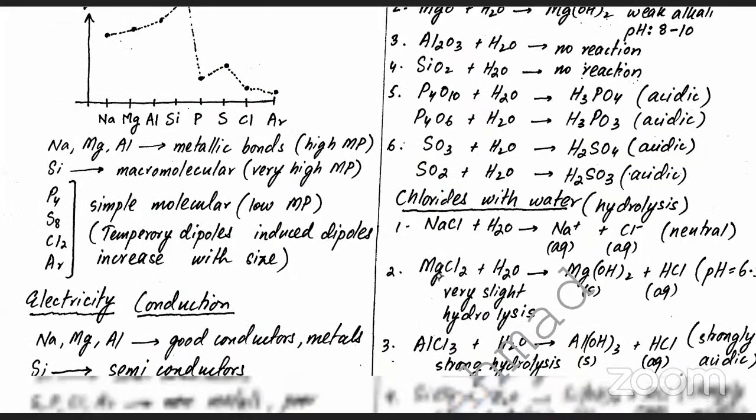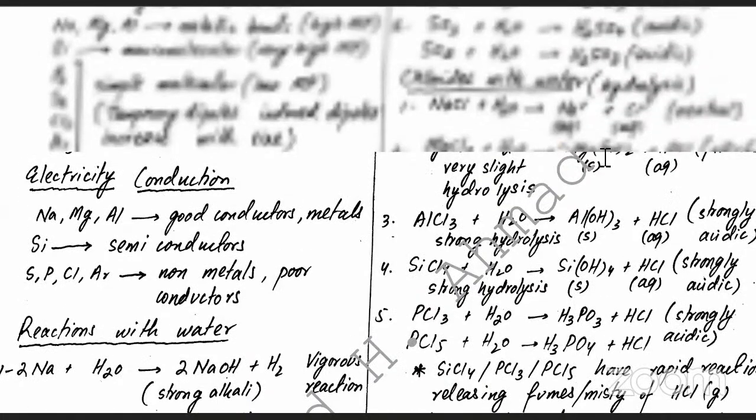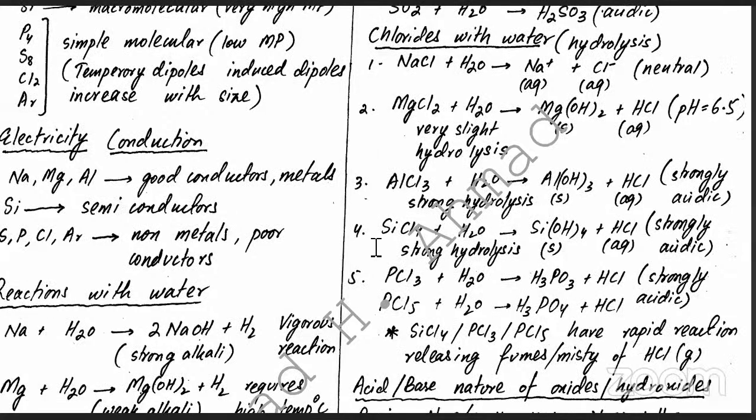4 pages, memorize all of this. So SiCl4 with water, it's a hydrolysis reaction. This is all hydrolysis, chlorides with water. So SiCl4 with water, it will be SiO2 or Si(OH)4 plus HCl. So you're going to see a solid precipitate, and you're going to see HCl, a very acidic solution forming, and you'll see fumes of HCl as well in this reaction.